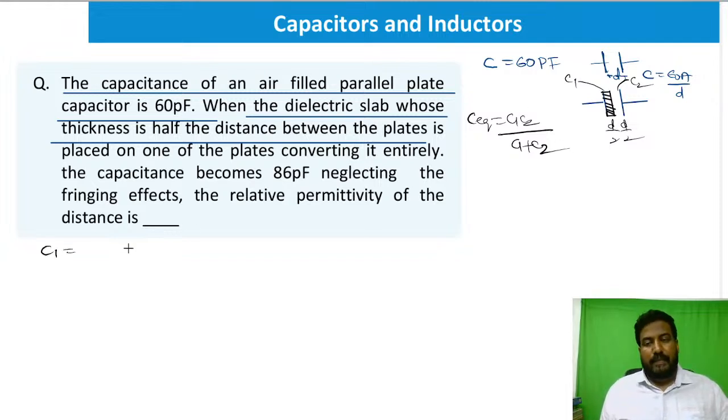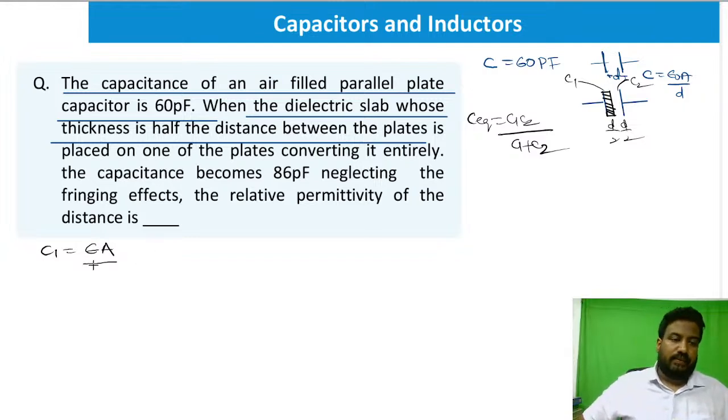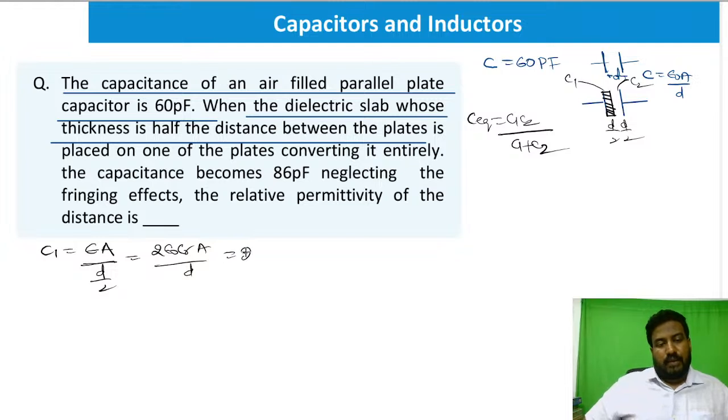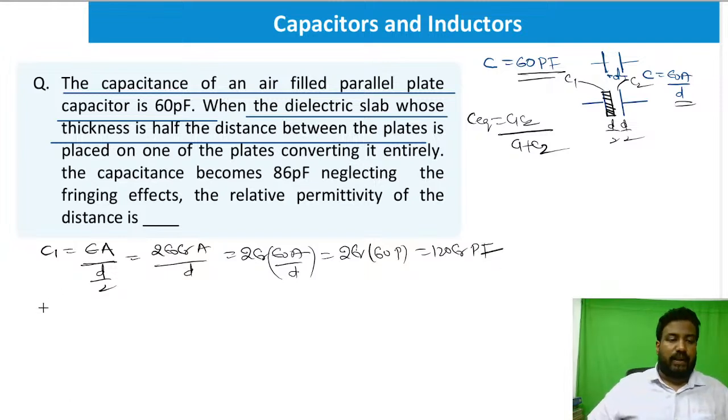How much is C1? Epsilon naught epsilon r A by D by 2, which is 2 epsilon naught epsilon r A by D, that is 2 epsilon r into epsilon naught A by D. But we know epsilon naught A by D is C, which is 60 picofarad. So 2 epsilon r into 60 picofarad, which is 120 epsilon r picofarad. That is C1.